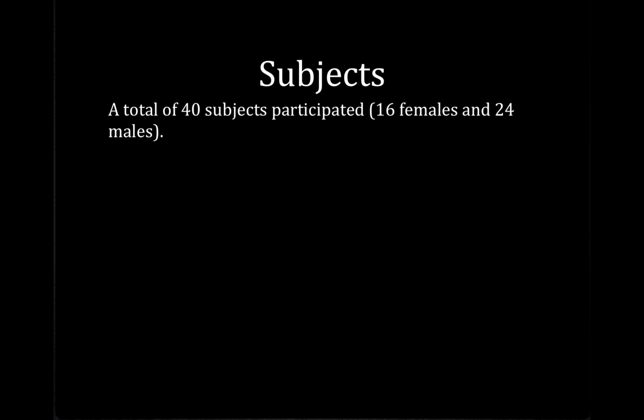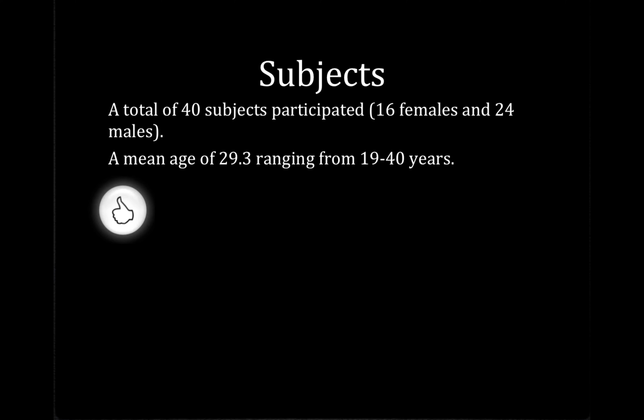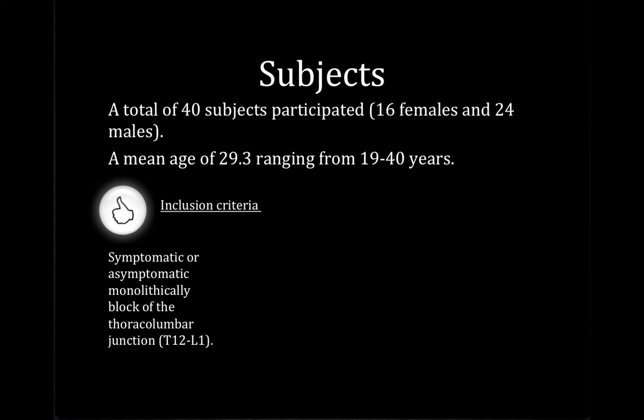Now to the subjects. In total, 40 subjects participated, 16 females and 24 males, with a mean age of 29.3, ranging from 19 years to 40 years. The inclusion criteria for participating in this study were symptomatic or asymptomatic monolithical block of the thoracolumbar junction, male or female from age 18 to 40 years.